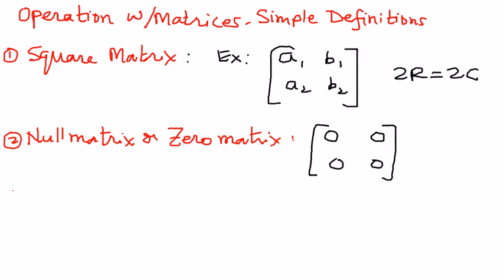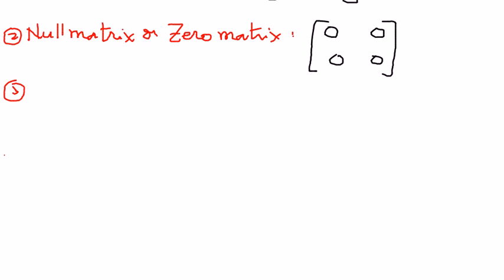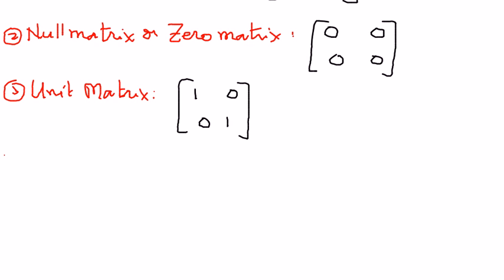Let's look at a third definition. We want to know what a unit matrix is. A unit matrix is a matrix in which the major diagonal elements are unity or ones and the remaining elements are 0. Example, if I have 1, 0, 0, 1, this is what is called the major diagonal. The major diagonal elements are 1s and the rest of the elements are 0s.